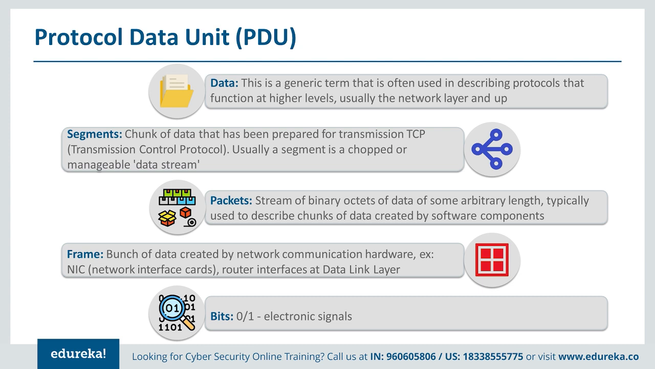Segments are also the same way. A segment is a chunk of data from the session layer. The data received from the session layer will be in chunks. It will be broken down into data streams, and usually a segment is a manageable data stream. And data is the generic, normal term we often use to describe protocols or information, usually from the network layer and up. Any information above the network layer is called data.